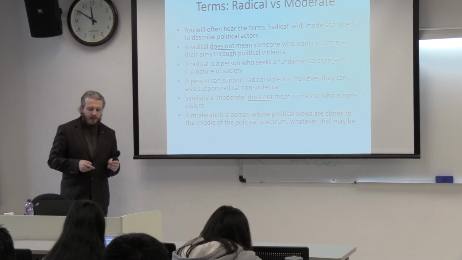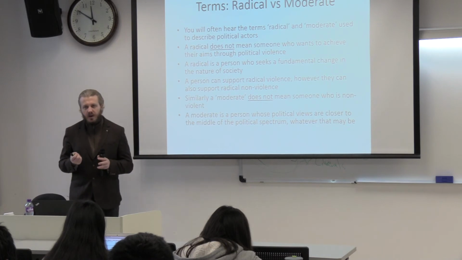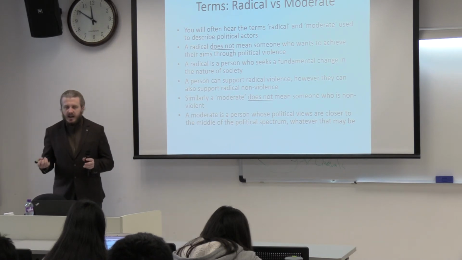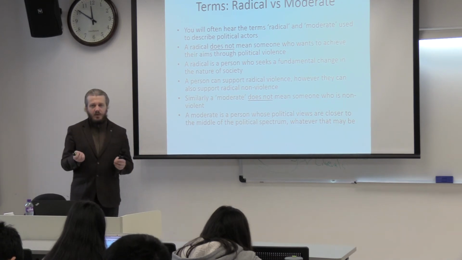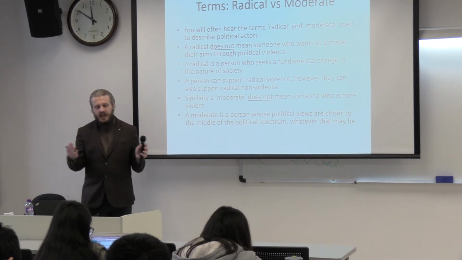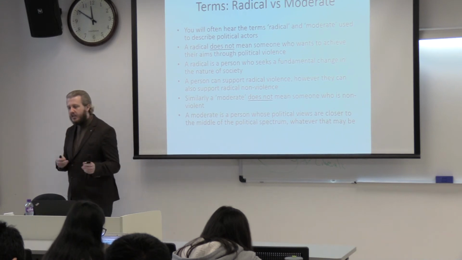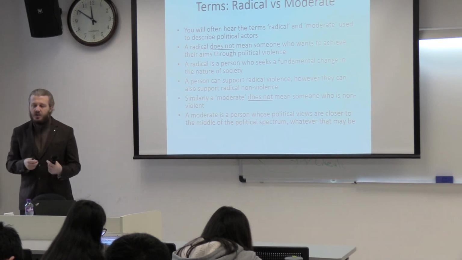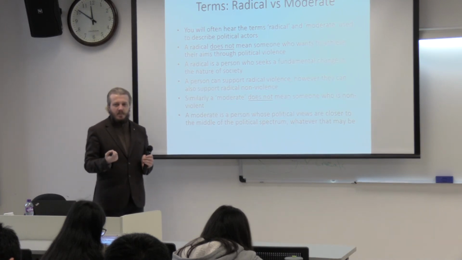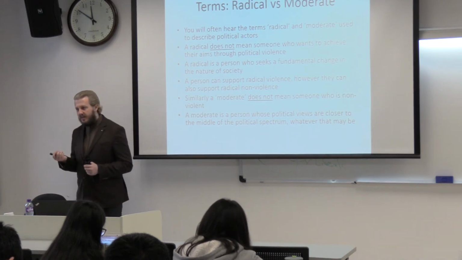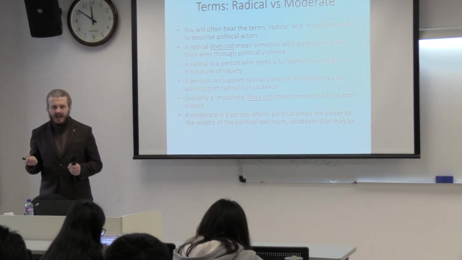Now, a radical person is simply a person who wants a fundamental change in the way society works. So a person who's very unhappy with the way society is, wants it to change a lot, and as a result wants to change society to a great extent. That does not mean that the person necessarily wants to achieve this change in a violent way.